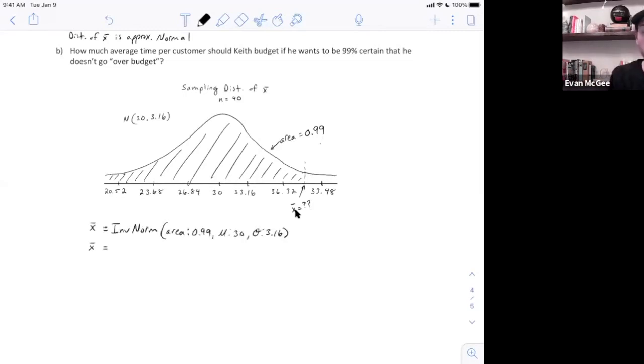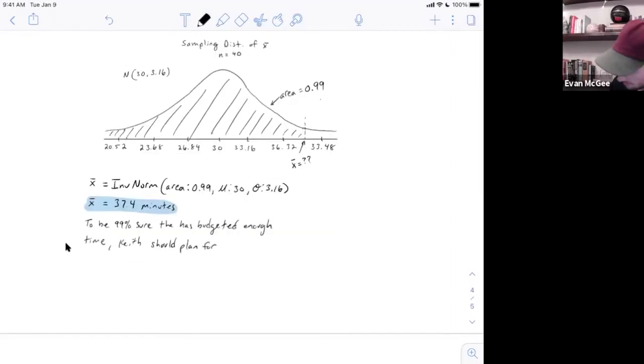To get the sample mean that is the 99th percentile, we do inverse norm where the area is 0.99, the mean is 30, and the standard deviation is 3.16. These were all taken just from the previous problem, and you should get a sample mean of 37.4 minutes, which means to be 99% confident that he budgeted enough time, he should budget 37.4 minutes. He should plan for 37.4 minutes to be 99% sure he won't go over budget.